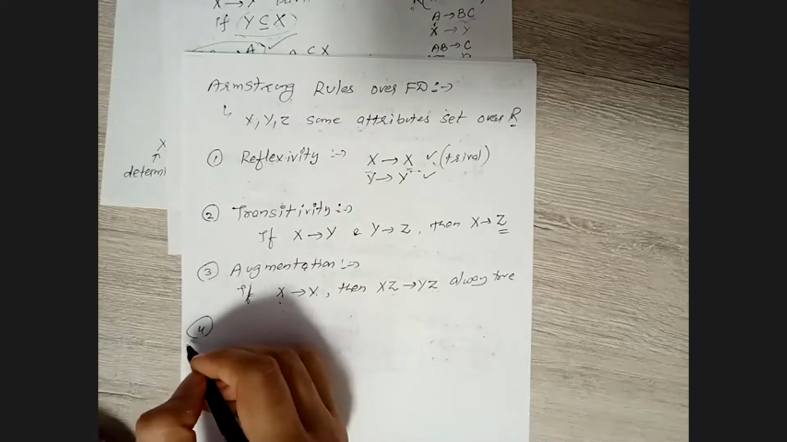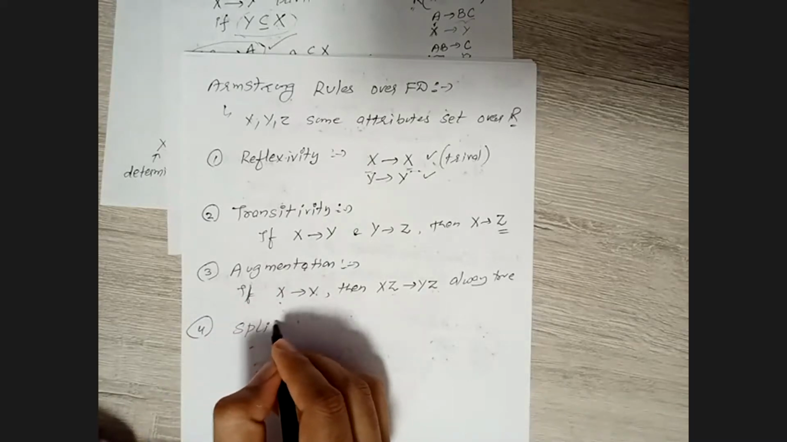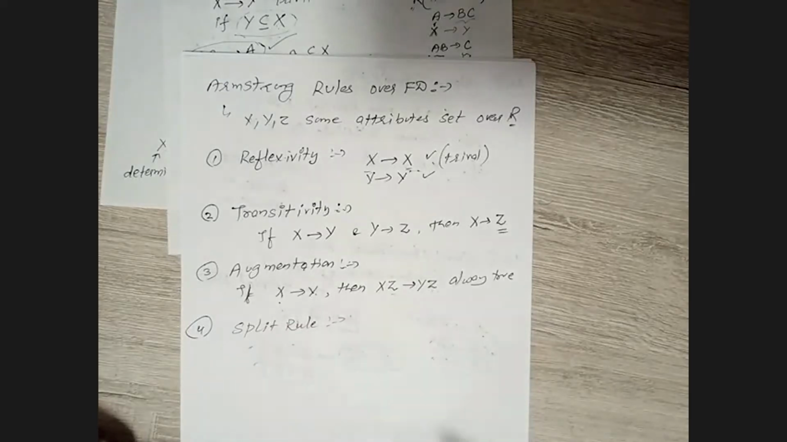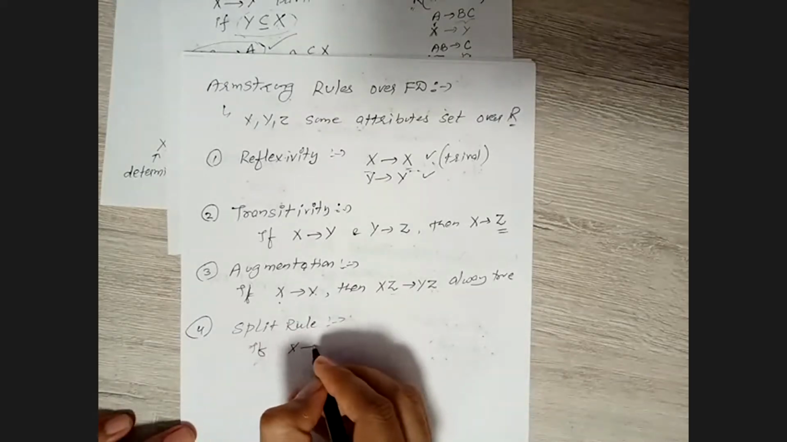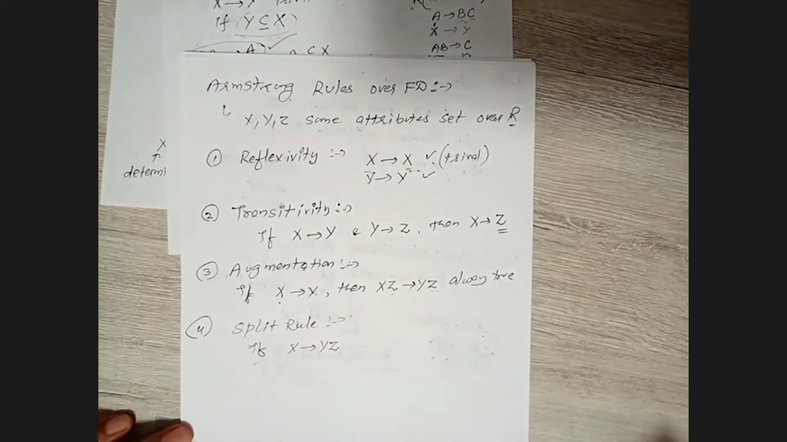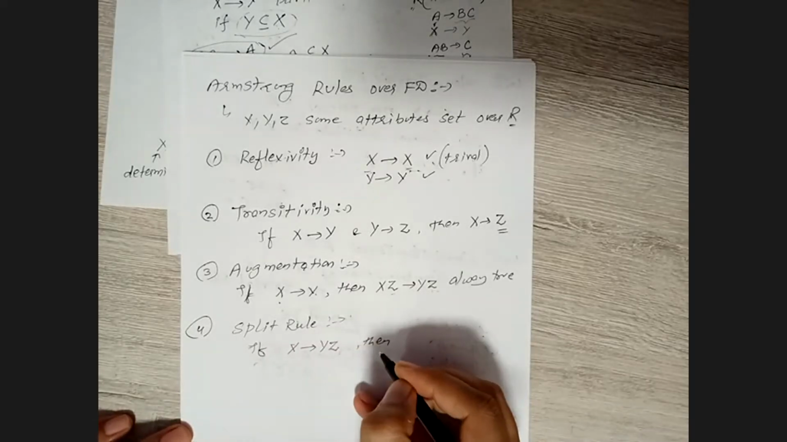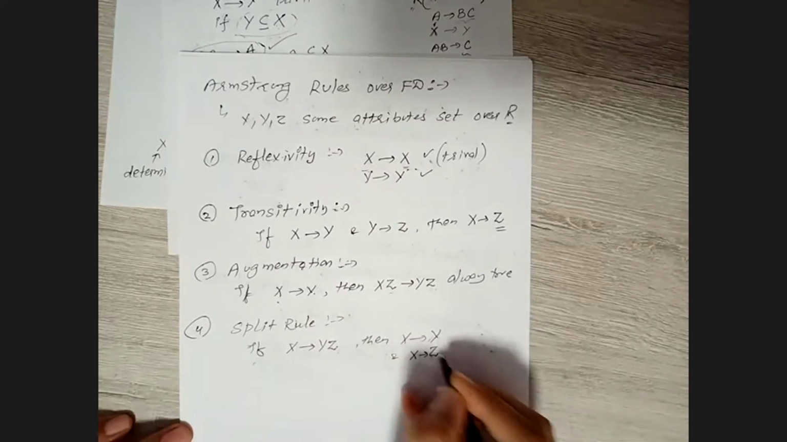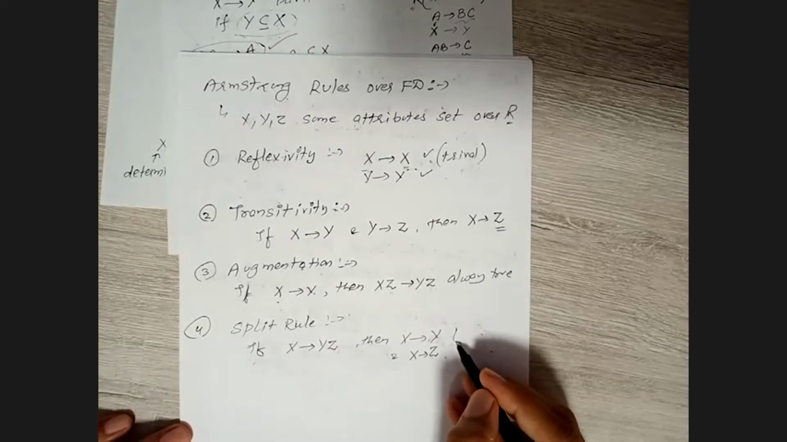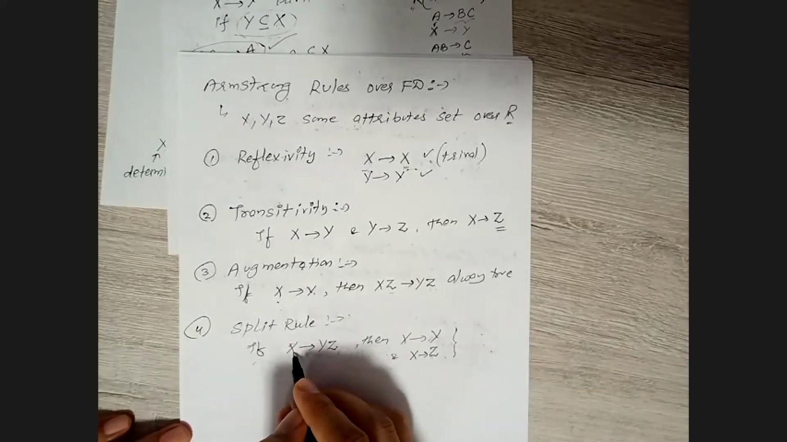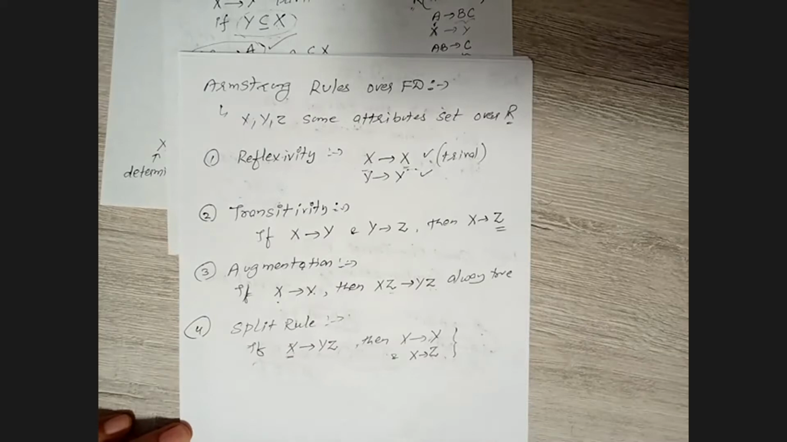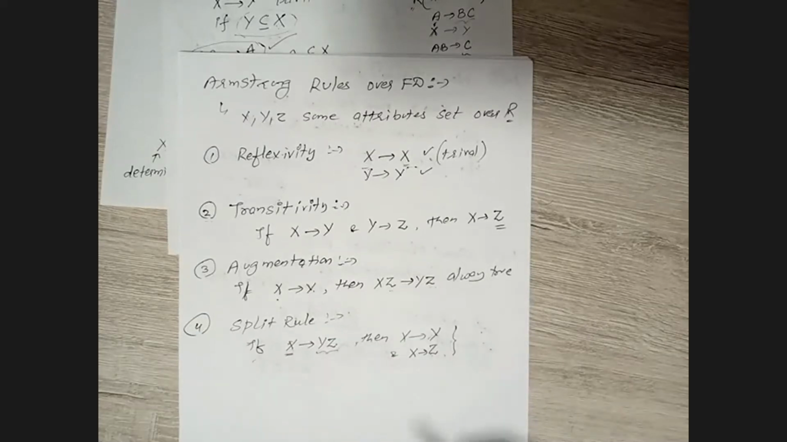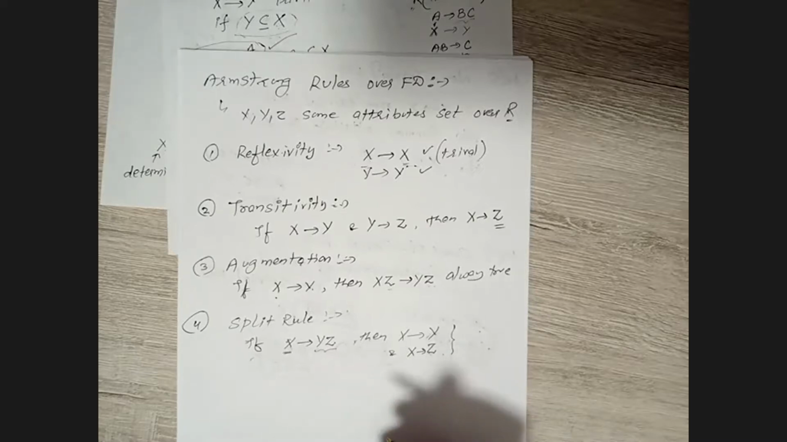The next one is the split rule. Understand, if I say X gives YZ, then I can split it: X gives Y and X gives Z. This is the split rule. In this one, the left hand side has a single attribute, and the right hand side can have more than one. So this is called your split rule.